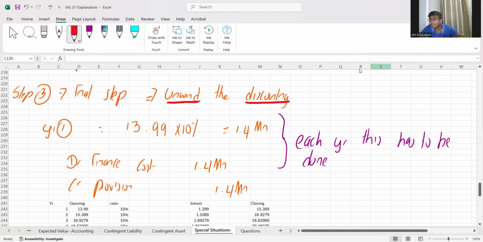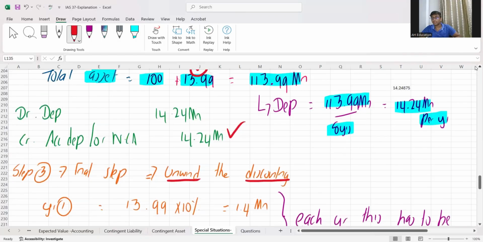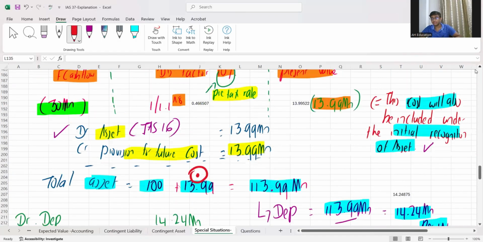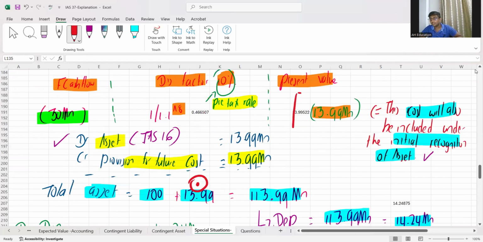Now this term is totally new. Don't worry, let me explain it. Look at this. This 13.99 million is your present value for the first year. You need to increase this provision until 8 years.